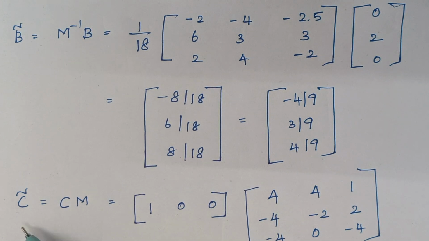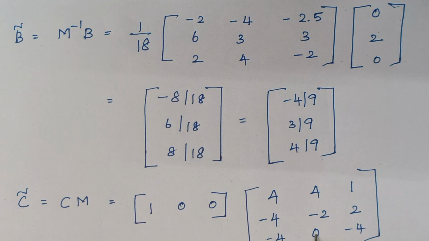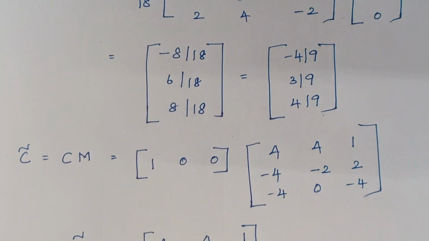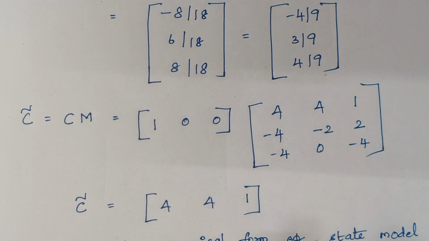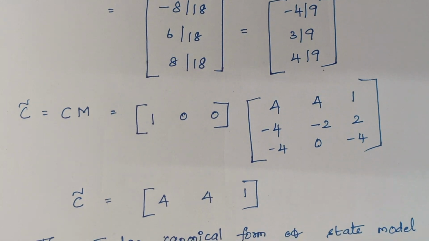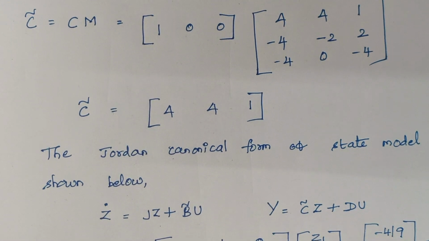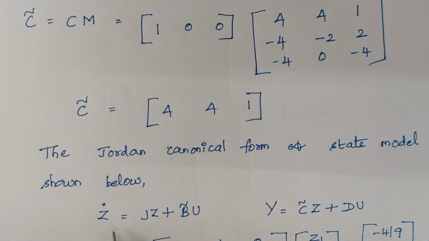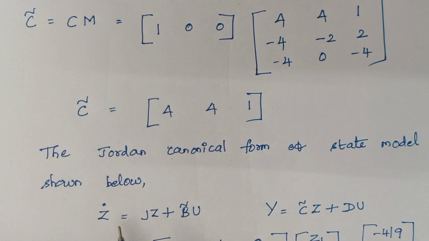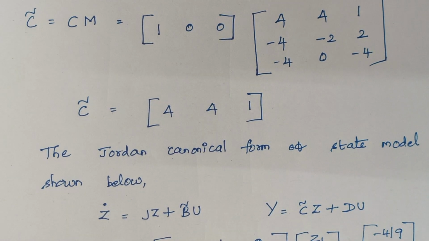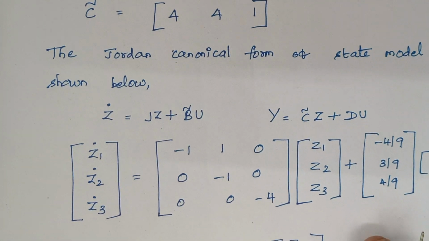And the next thing is C cap. It is given by C M. We know what is C and this is your value of M. So when you multiply here, we are ending up with the C cap matrix like this, right? The next thing is the Jordan canonical form of the state model, this is given by this basic expression, right? Z dot is J Z plus B cap U and Y is C cap Z plus D U. And here this Z is nothing but Z1 dot, Z2 dot and Z3 dot here.